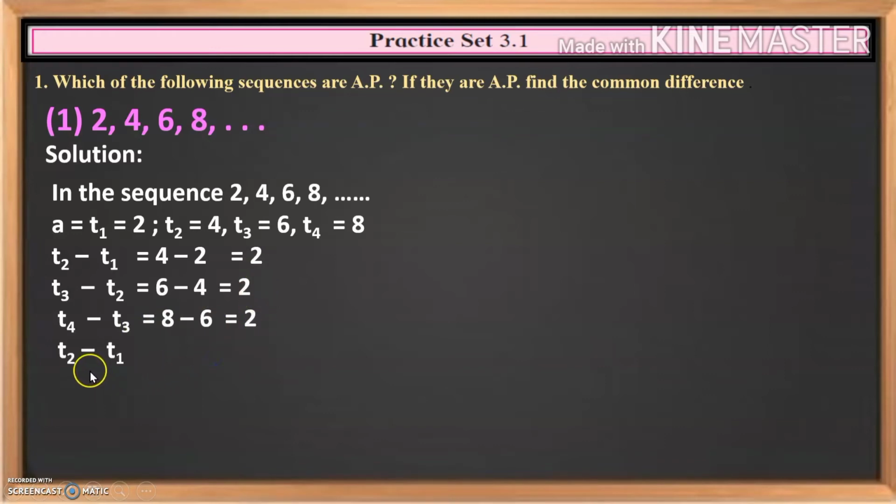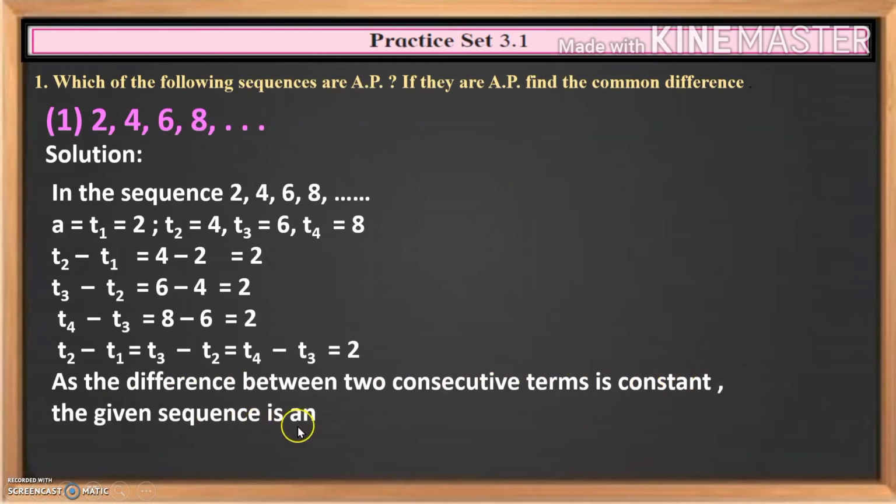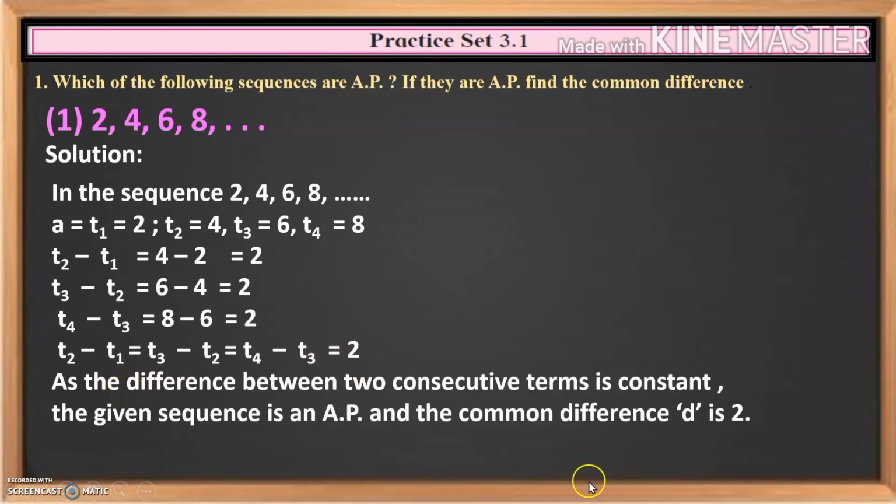We see that T2 minus T1 is equal to T3 minus T2, equal to T4 minus T3, which is equal to 2. So as the difference between two consecutive terms is constant, the given sequence is an AP and the common difference is 2. Clear? Please children, do not write the words common difference here. You have to mention the common difference towards the end.